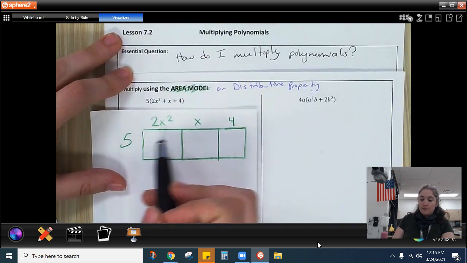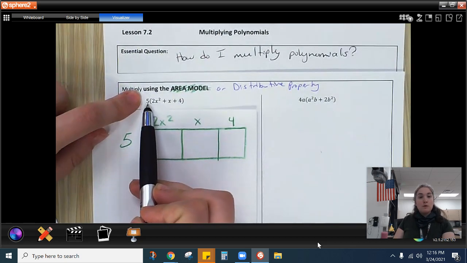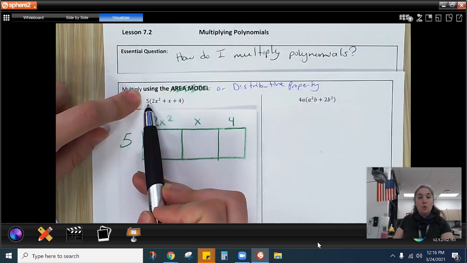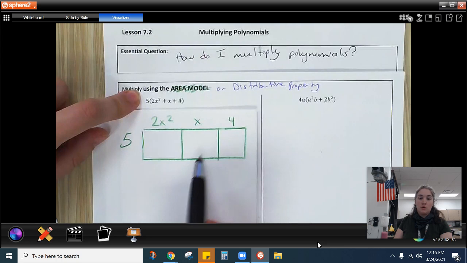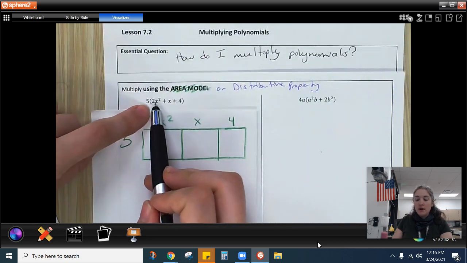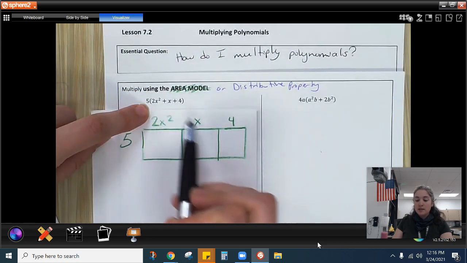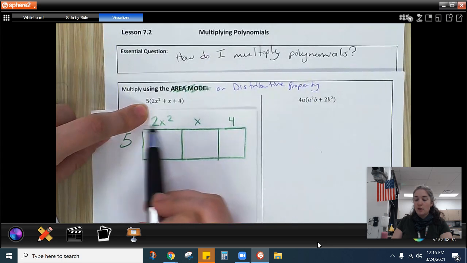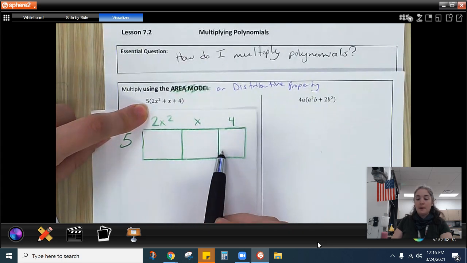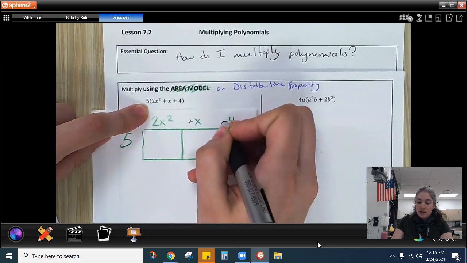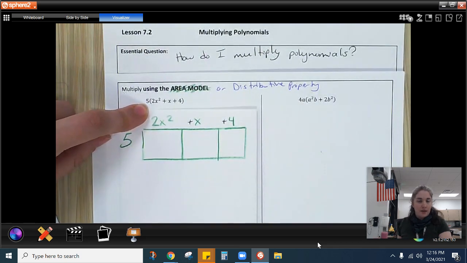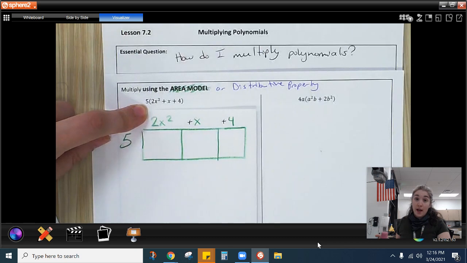So area model. The 5 is outside of our parentheses here, so there's just one term. So I have one side to my box here, so to speak. And then you can see we've got three terms, 2x squared plus x plus 4. So I've got 3 along my top, and I've separated those everywhere that there was a plus, basically. So this is really a positive x and a positive 4. Do I need to write positive on there? No, I don't. You would have to if it was a subtraction sign, but not for plus.